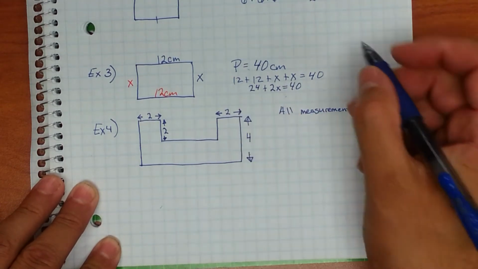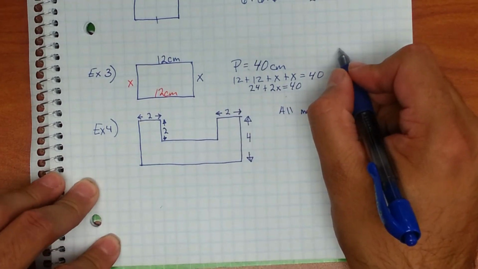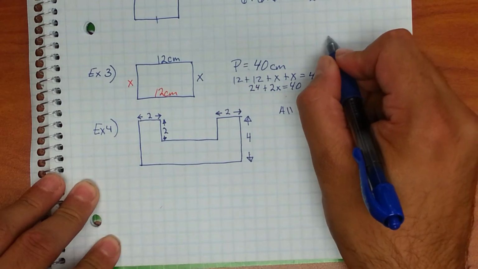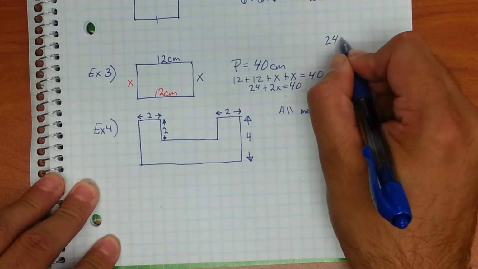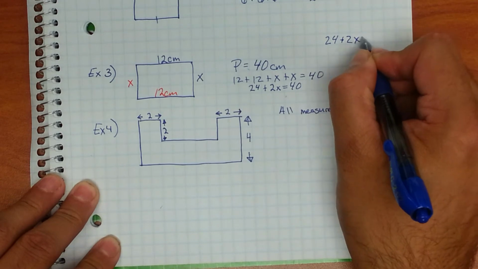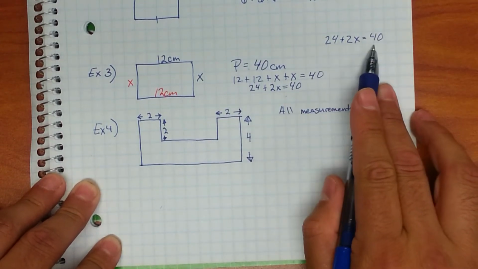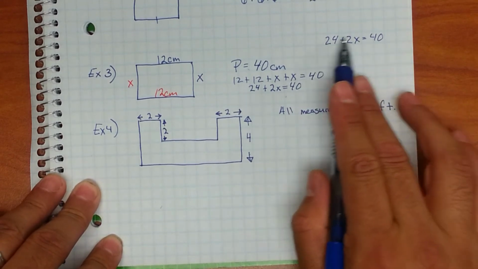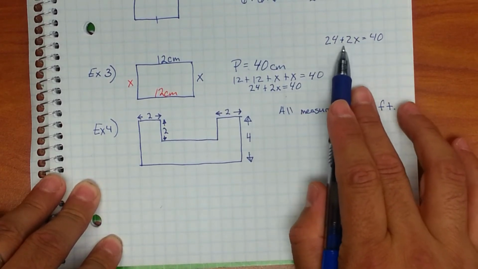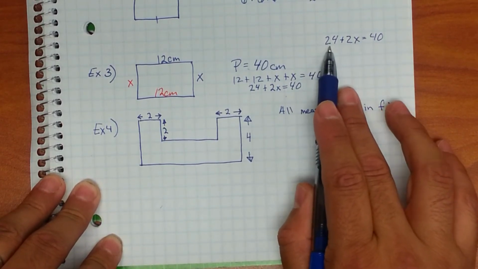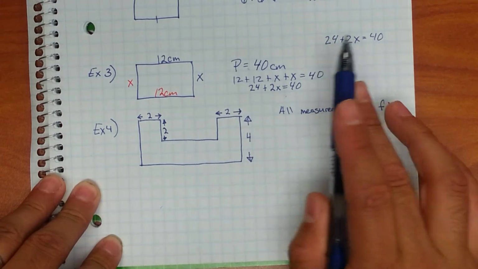Now, I'm going to bring this over right about here. So it's going to be 24 plus 2x equals 40. Now, we need to do an equation here, so whatever I do to one side, I must also do to the other. I'm trying to get x by itself, so I have to get rid of the 24. So I'm going to subtract 24 from both sides.